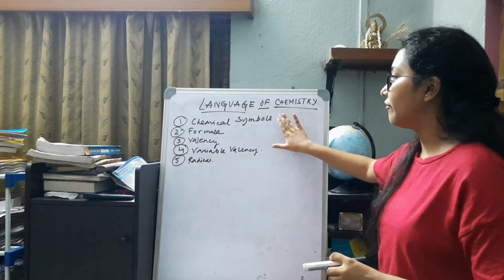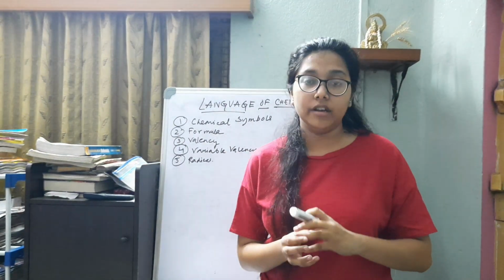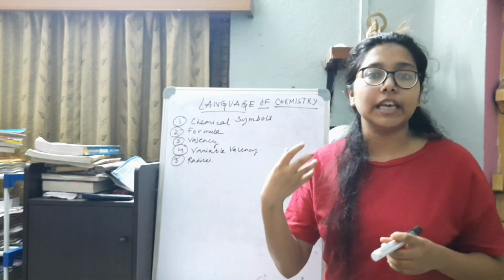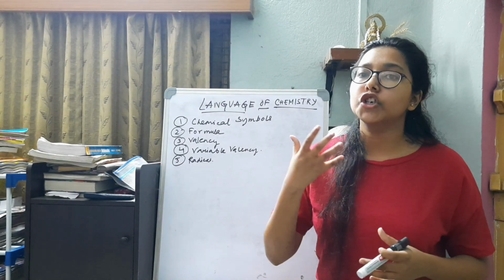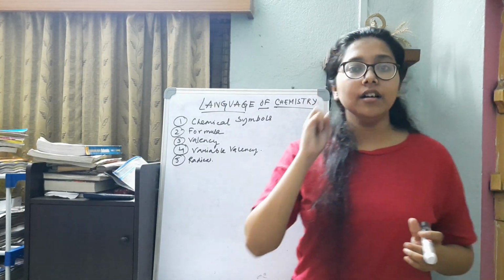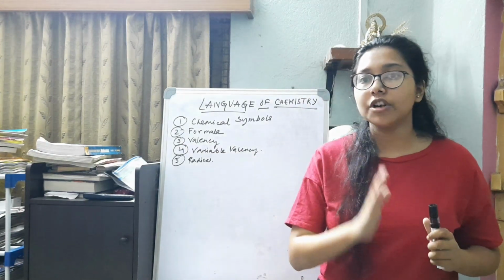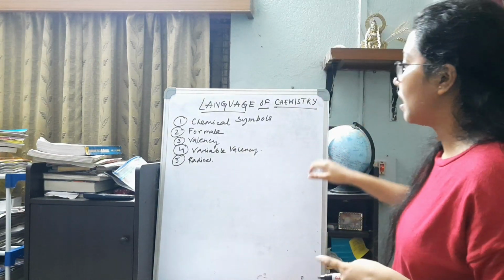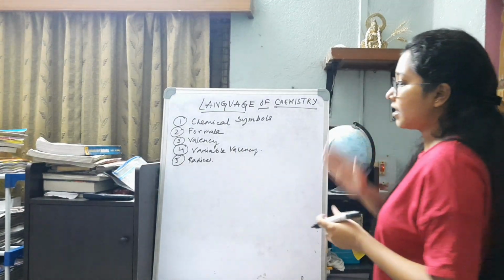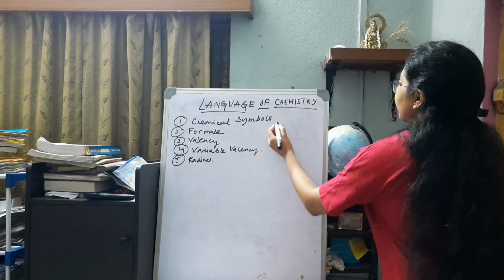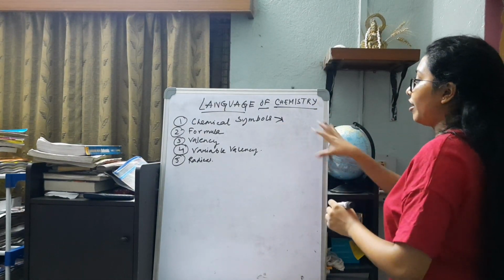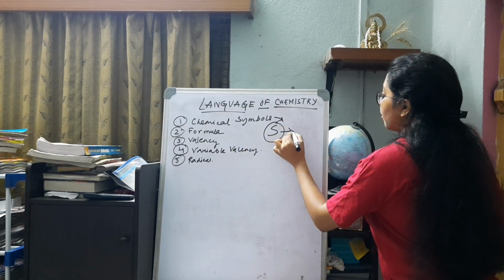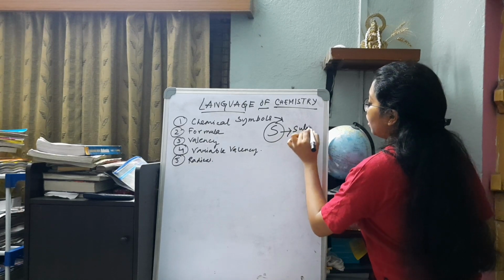So to begin with the first part, what is a chemical symbol? A chemical symbol is nothing but an abbreviated form for the name of an element, or you can call it a short form representation of the name of an element. Let's see some examples. For chemical symbols, as we are saying that it is the short form for the name of an element, for example, S means sulfur. It is the short form representation of the element sulfur.